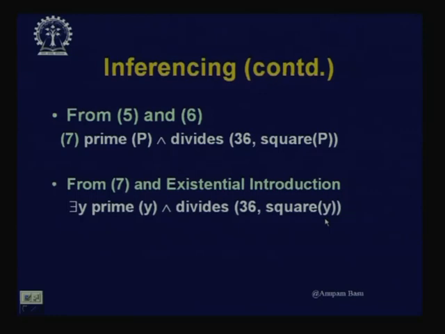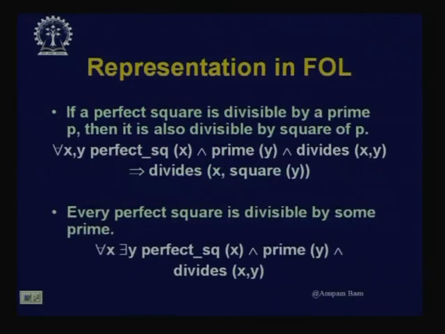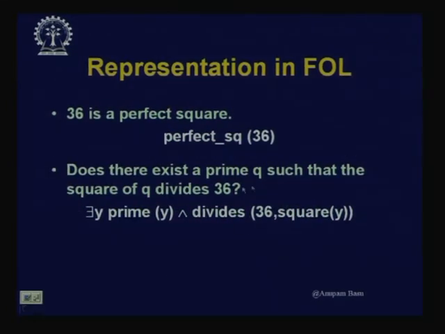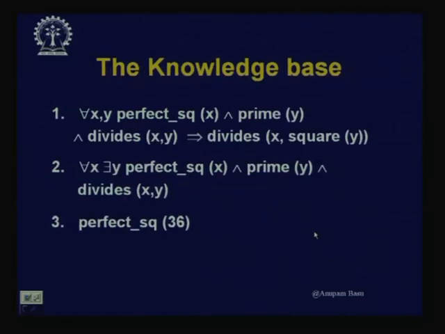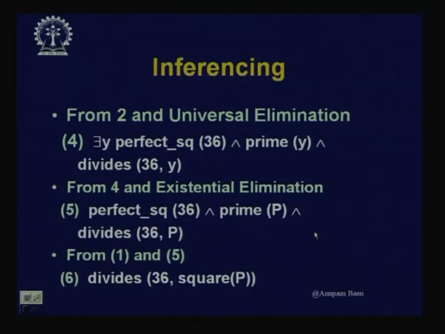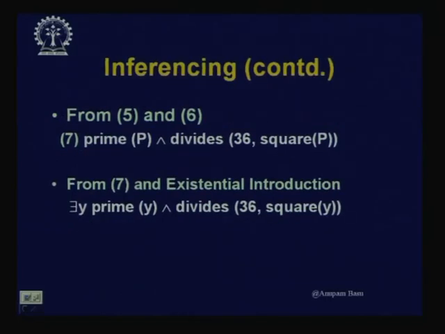Now, if you recall, that was my thing to be proven. Let us go back to that and let us see. My objective was to prove this. Does there exist a prime q such that the square of q divides 36? That was this thing, prime y divides 36 square of y. That is the thing I wanted to prove, and through the technique of universal elimination, existential elimination, and again existential introduction and replacement of variables, I get this same thing. That means I could prove this, I could infer this, all right.